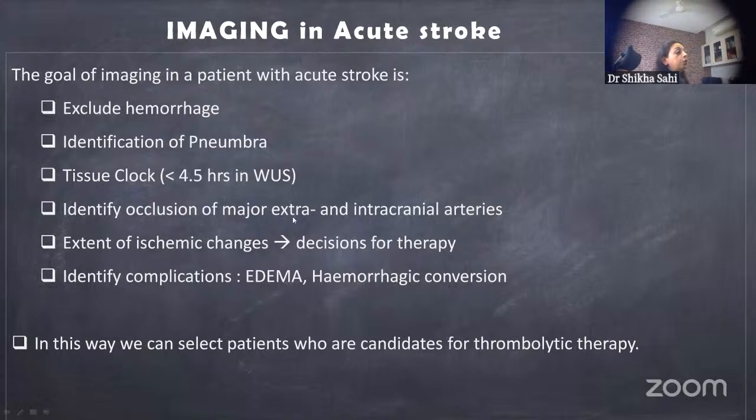So identify the occlusion of the major extracranial or intracranial arteries. So we'll be able to know whether it's a candidate for thrombectomy. Extent of ischemic changes. If there is obvious ischemia, there's a large infarcted area, so it will affect the decisions for therapy. Identify the complications later on, cerebral edema or hemorrhagic conversion of the infarction. So in this way, we are able to select patients. So this is a prerequisite.